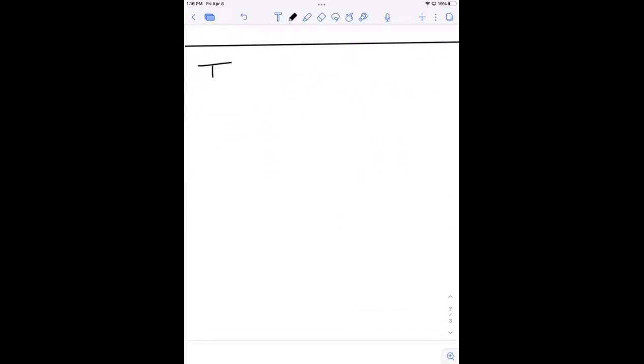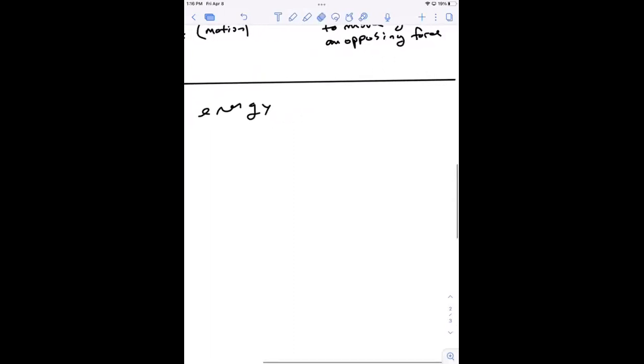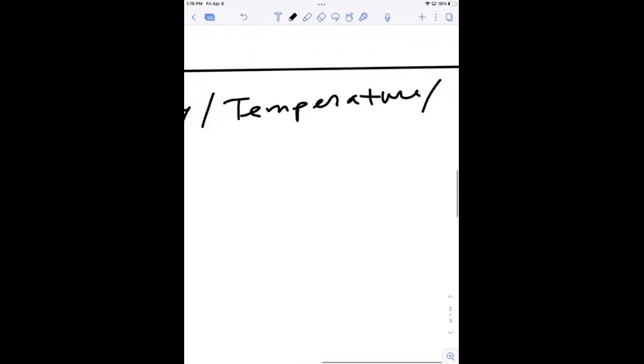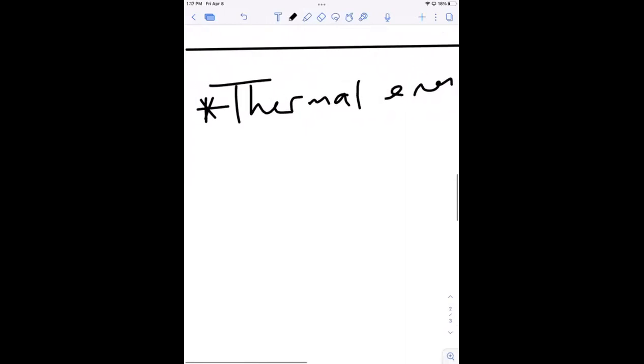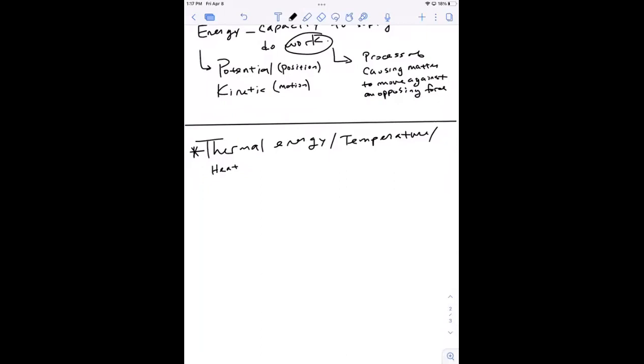All right, so let's talk about these three topics: thermal energy, temperature, because we have to distinguish between them, and heat. They're not the same. Even though heat is a function of thermal energy and temperature is a function of heat, they're not the same thing, right? All three of these are different.